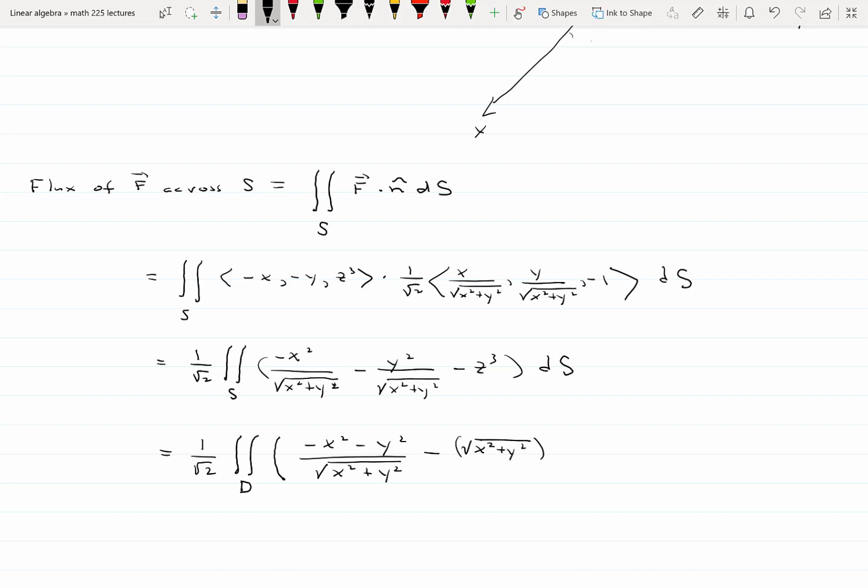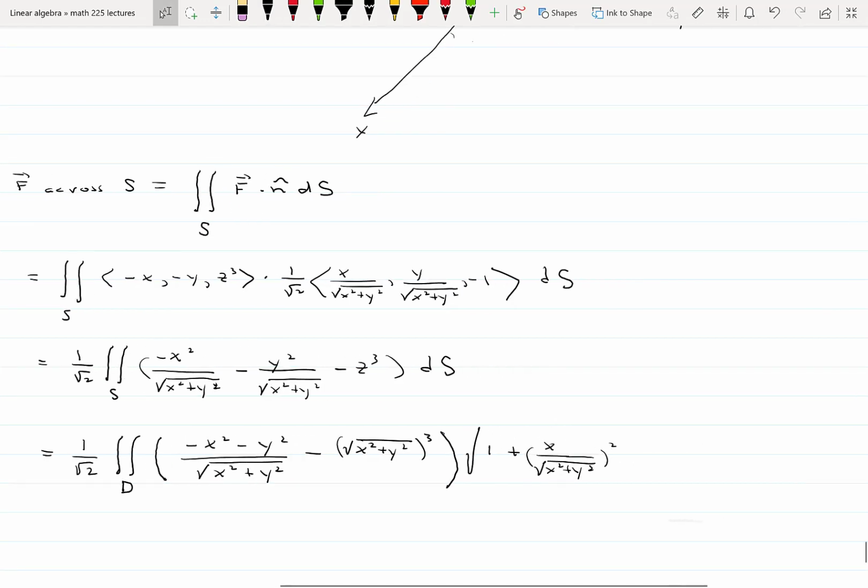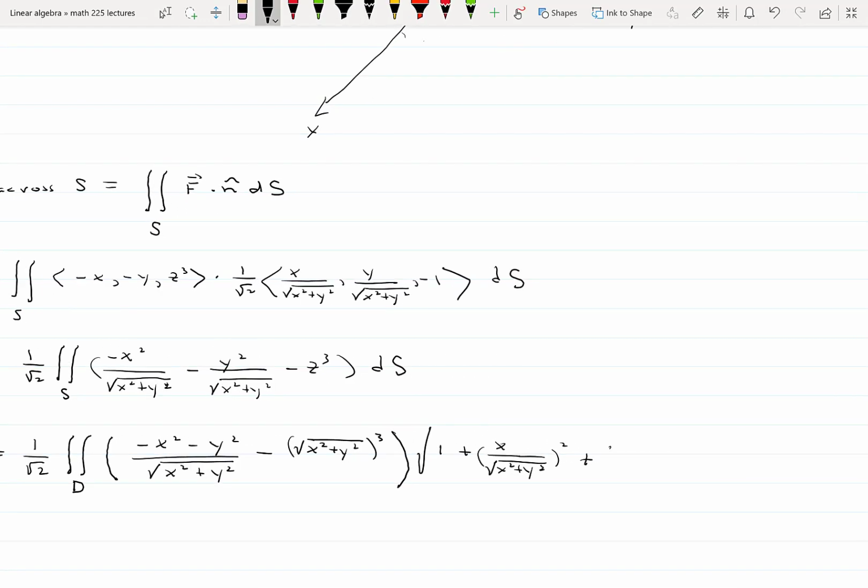into the function we're integrating, and then multiply by dS. The dS is the square root of 1 plus z sub x squared plus z sub y squared. Well, z sub x, we looked at that already.